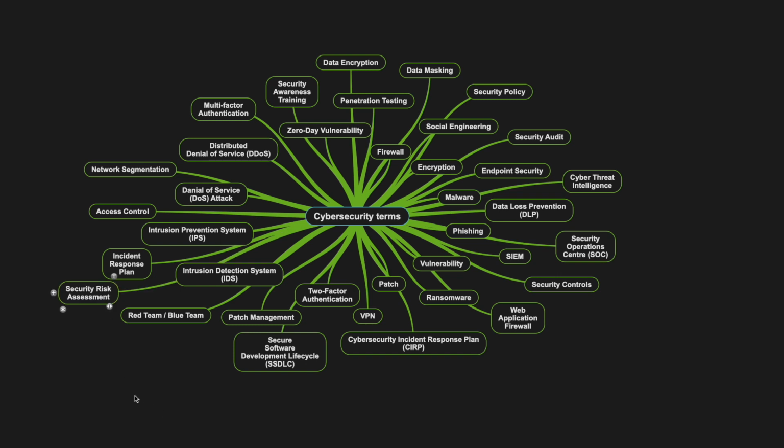Now, let's talk about the security risk assessment, an evaluation of potential threats, vulnerabilities, and risks to an organization's information assets, systems, and operations. It helps prioritize security investment and allocate resources effectively to mitigate identified risks.